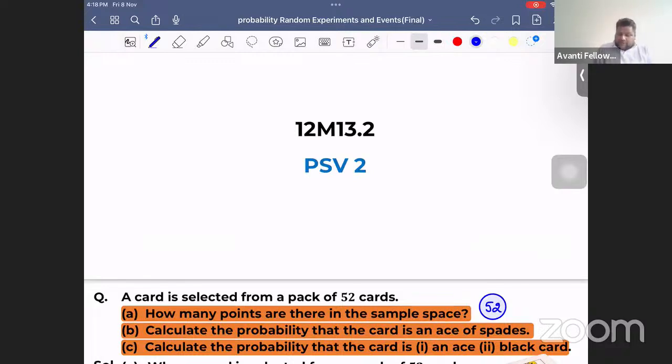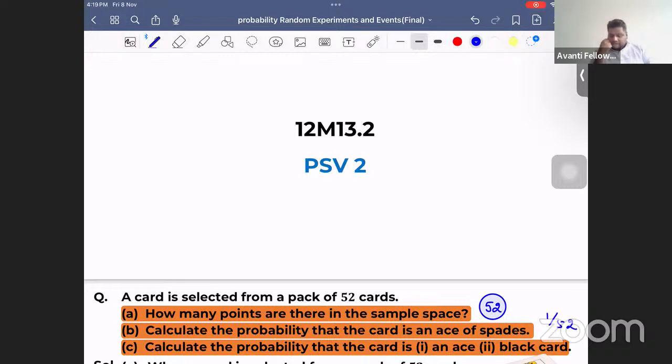Second, calculate the probability that the card is an ace or a spade. So if you select a card, they are asking for the probability that the card is an ace of spade. There is only one card, one ace of spade. The answer will be 1 by 52.